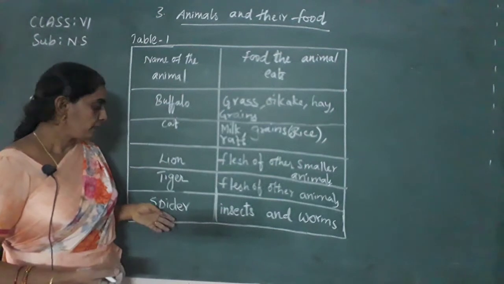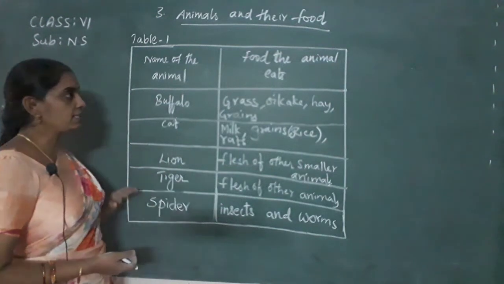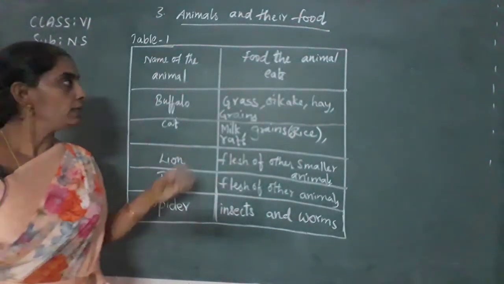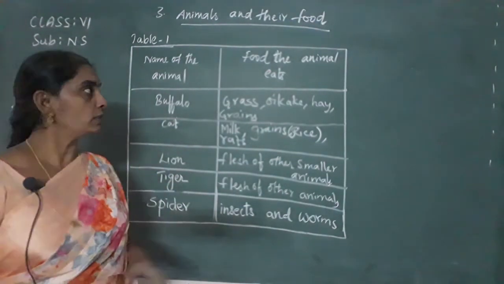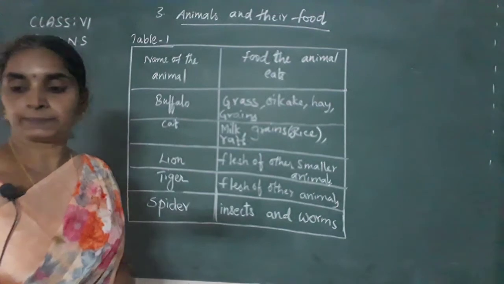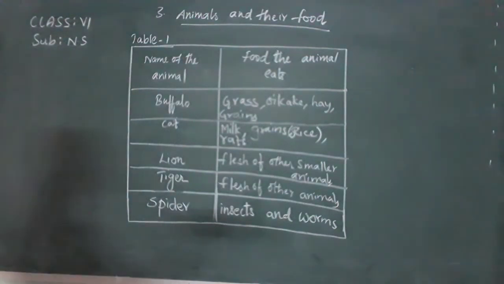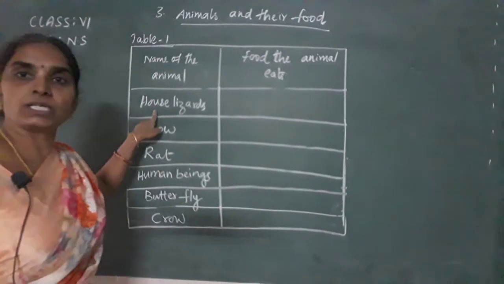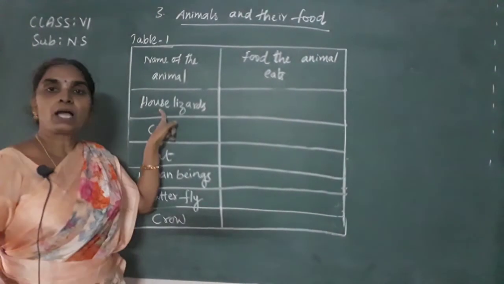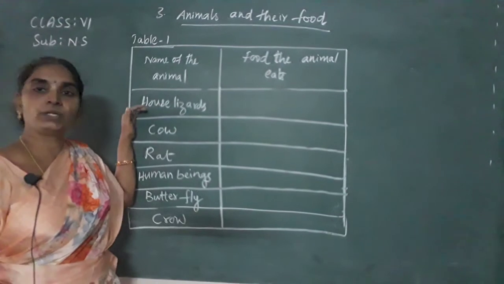Next, write down here. Complete this table and I'll give you the other animals also for you to write as a homework. Okay, note down this first. Continue the table now, children, over here. This is house lizards. Now we are continuing the table once again.